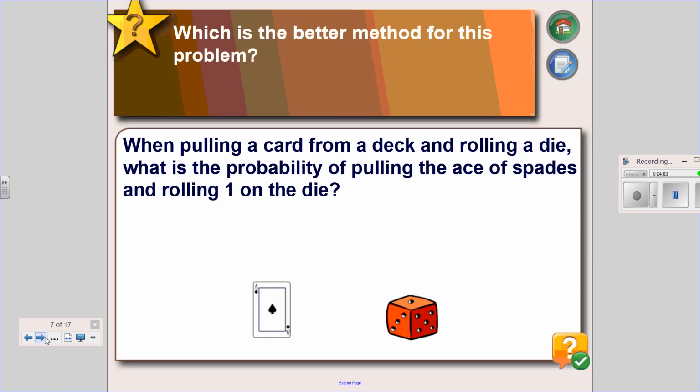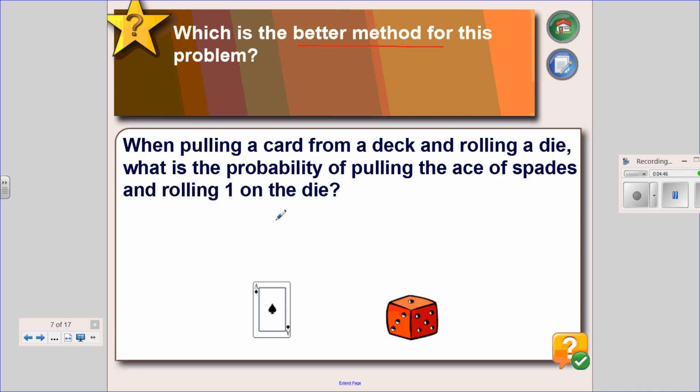But which is the better method for this? When pulling a card from a deck, if you notice there are 52 cards in the deck, and rolling a die, a number cube that has 6 sides, what is the probability of pulling the ace of spades and rolling the number 1 on the die? When this compound event happens, would you rather make a tree diagram, or would you rather just figure out the product of the two events? Hopefully you're thinking a tree diagram is going to take way too much time. Not that it would be impossible, but you would have 312 different outcomes here. You would have 52 times 6 different outcomes.